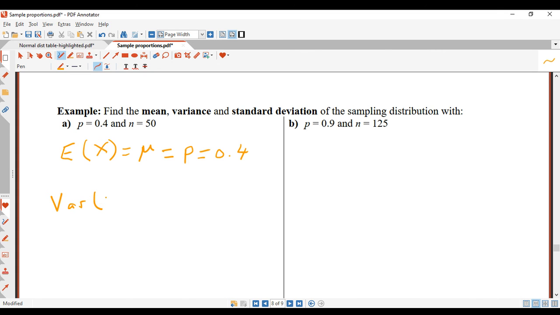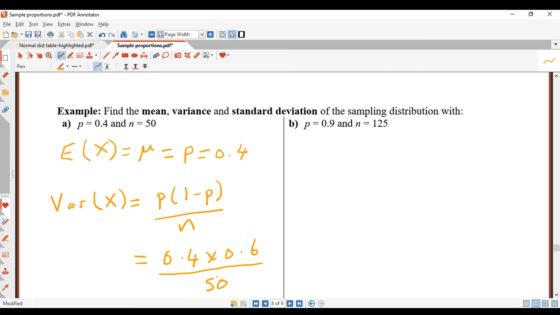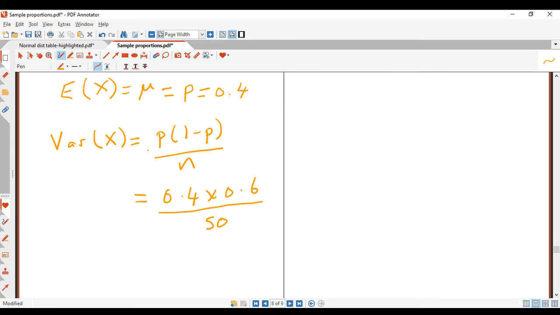Now, the variance of x for our sampling distribution is P times 1 minus P, all divided by N. They give you what P is, it's 0.4. So it's going to be 0.4 times 0.6 divided by your sample size, which is 50. Work that into your calculator, and you should get 0.048. Don't forget this is a 0 here, not a 6.